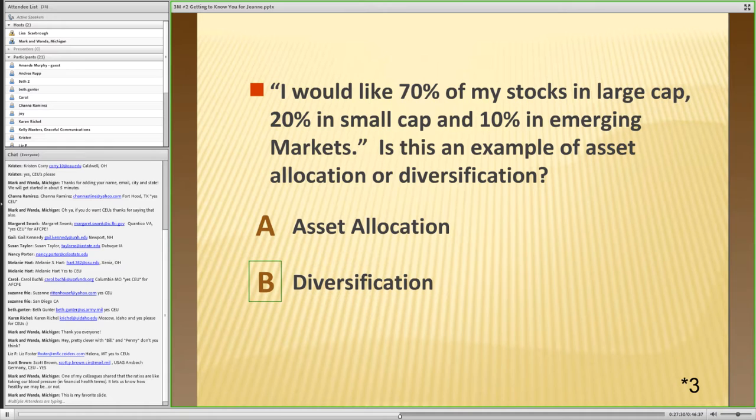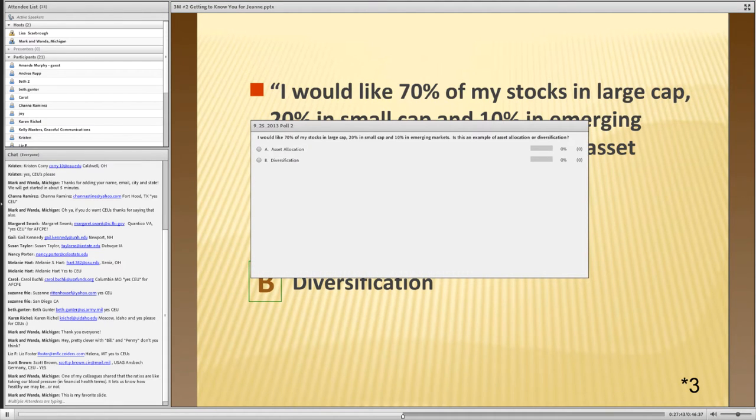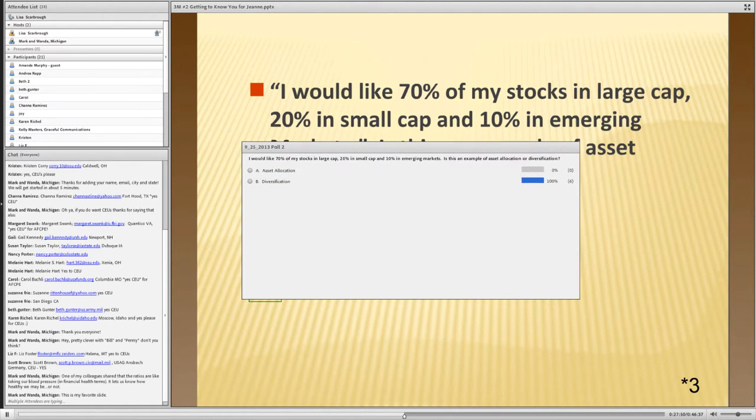All right, our next poll question. Okay. I would like to have 70% of my stocks in large cap, 20% in small, and 10%. Is that diversification or asset allocation?